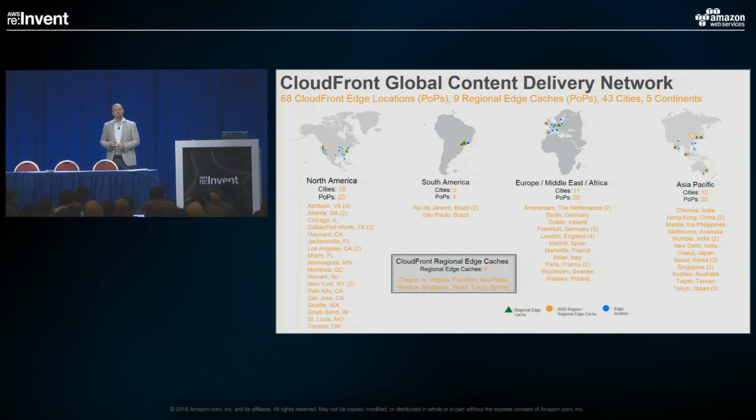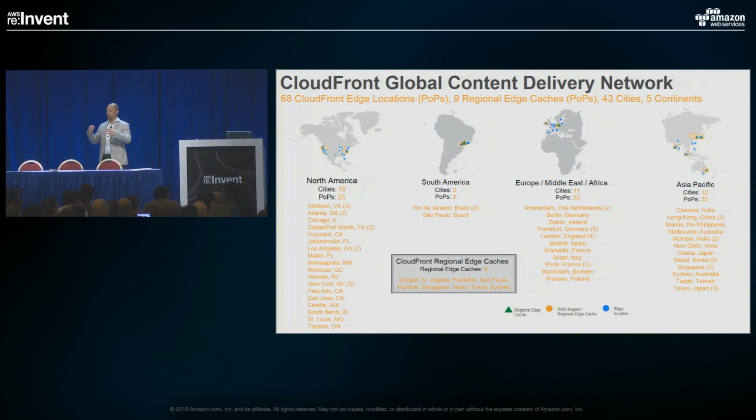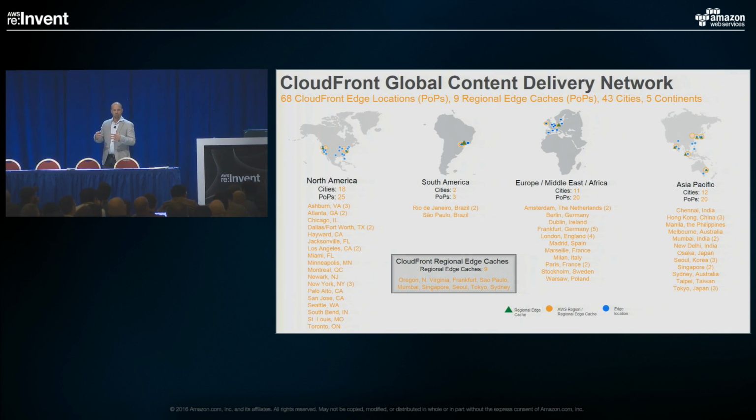In addition, we have those 9 regional edge caches, of which each of those 69 have a connection to. And we're in 43 cities and 5 continents worldwide. So now it's a massive global content delivery network. And we're continuing to expand it all the time. If you're interested and this is important to you, always look at the AWS website on the global infrastructure for updates on when we have additional edge locations and as we add them throughout the year.